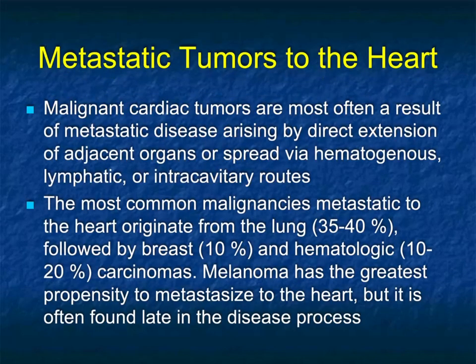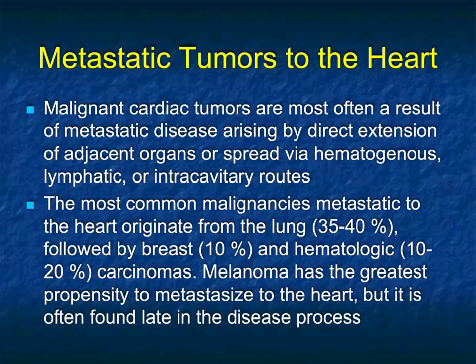So let's get started. In the first two parts, we spoke about primary tumors, for example, myxomas, fibroelastic papillomas. We spoke about lymphoma. But the reality is metastases are far more common, and they can occur many different ways. Hematogenous spread, lymphatic spread, intracavitary routes, as well as direct extension. Mainly because of direct extension, the most common malignancies originate from the lung, followed by breast, and then hematologic carcinomas.